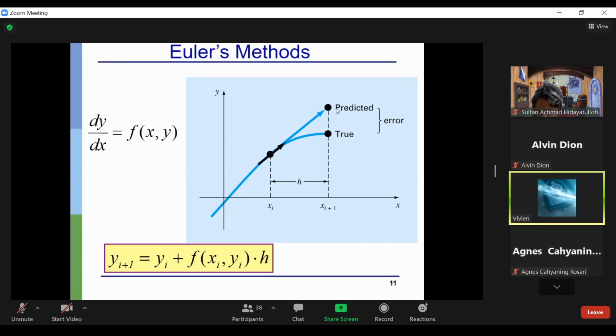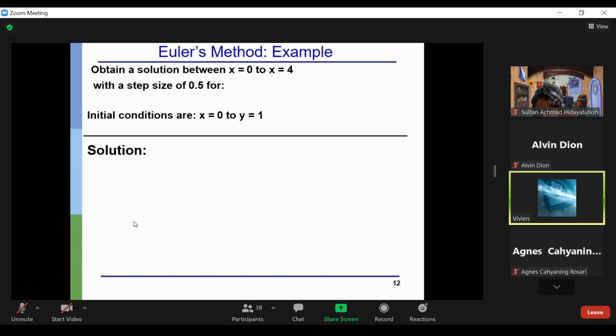So this is the difference, or the error, between the predicted and the true value. So this is the step, and this is pretty easy. When we have this equation, for example, we see another example here, in which dy over dx equals minus 2x to the power of 3 plus 12x squared minus 20x plus 8.5. And we want to find the solution between x equals 0 up to x equals 4.